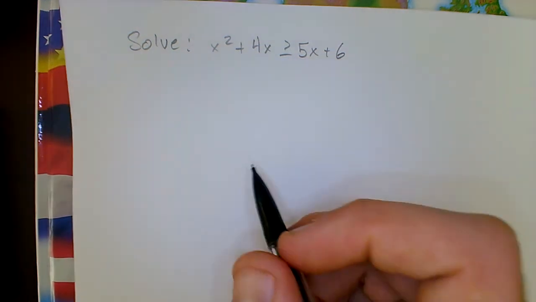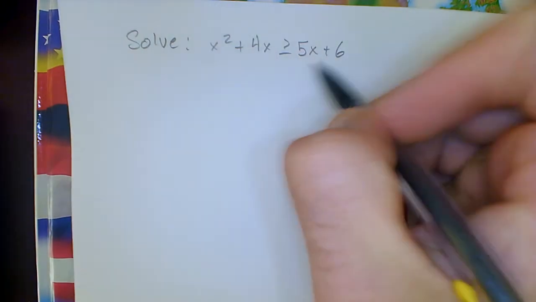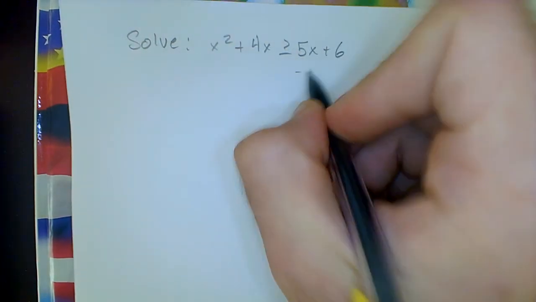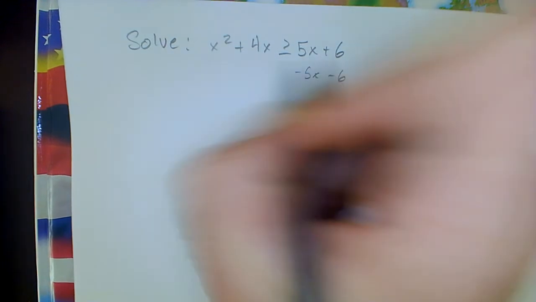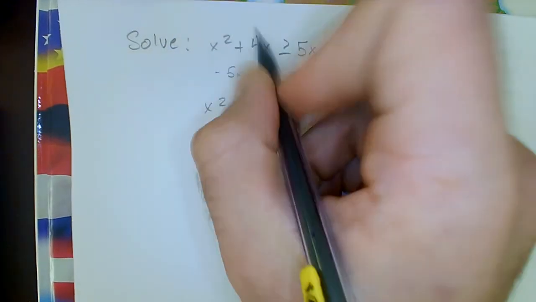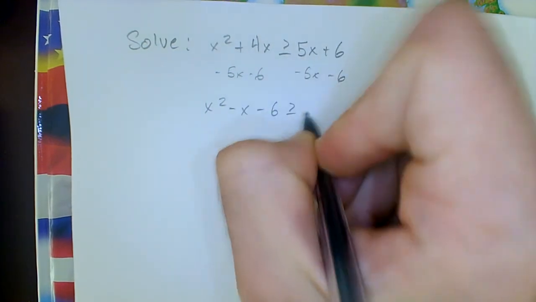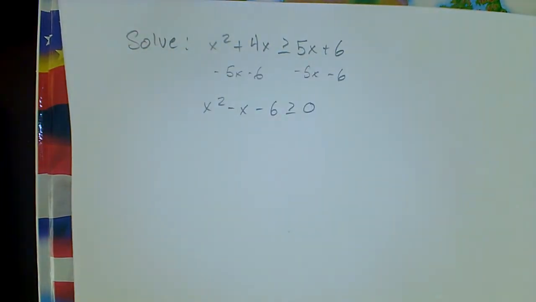You first need to, kind of like what we did when we were factoring, move all of the terms over to one side. So I'm going to subtract 5x from both sides and subtract 6. So now we have x squared, 4x minus 5x is a minus x, and then a minus 6, which is greater than or equal to 0.